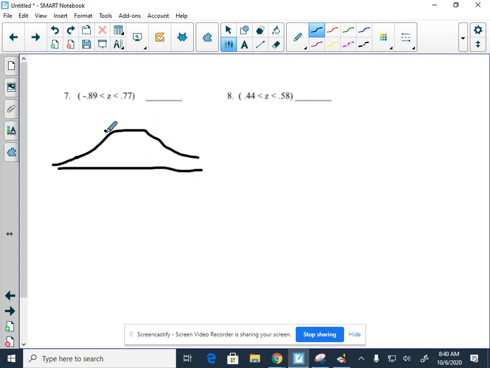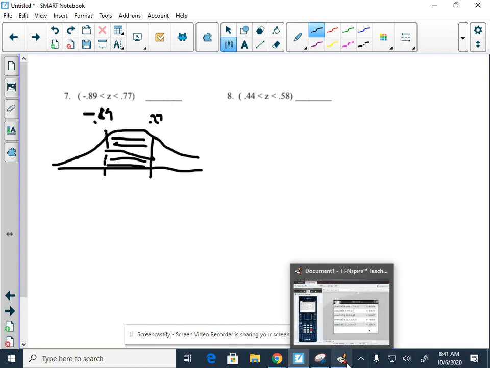Okay, so negative 0.89. Not quite negative 1, right? Yeah. To positive 0.77. Not quite positive 1. It's got to be less than 68%. Maybe quite a bit less. Maybe not so bad. Maybe it's 60. Maybe it's somewhere in there. Maybe it's closer to 50. I'm going to guess 55.